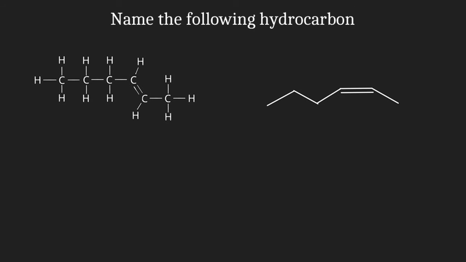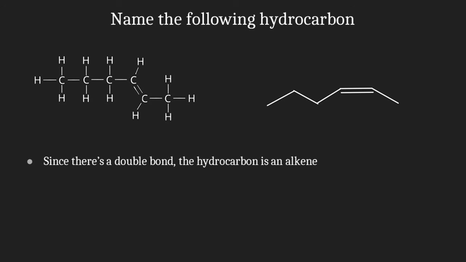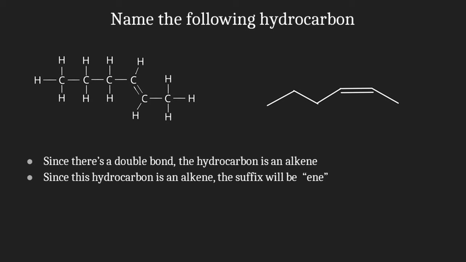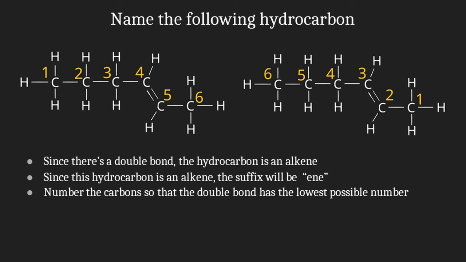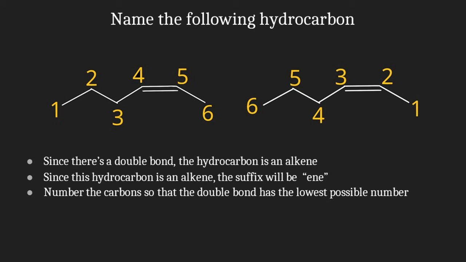Once again, the picture on the left and on the right are of the same molecule, just that one's drawn in structural and one's drawn in skeletal. Since there's a double bond, we know that this hydrocarbon is an alkene, and all alkenes have names that end with -ene. So now, we need to number the carbons so that the double bond has the lowest possible number. So if we number the structural formula from left to right, we get that the double bond starts at the 4th carbon, while if we number from right to left, we see that it's attached to the 2nd carbon. Looking at this with the skeletal formulas reveals the same thing.